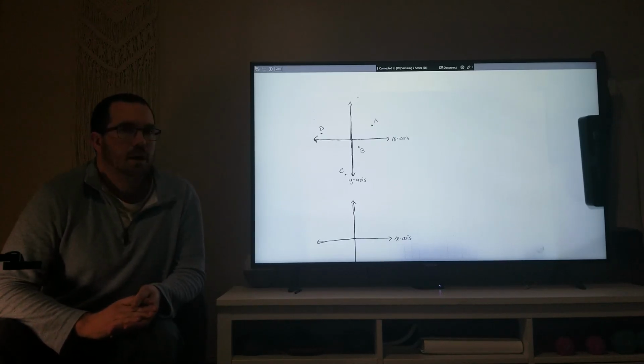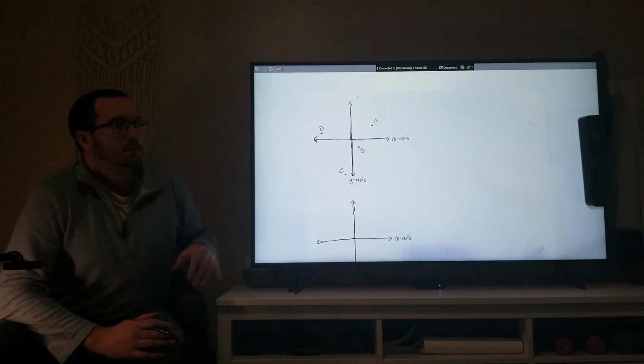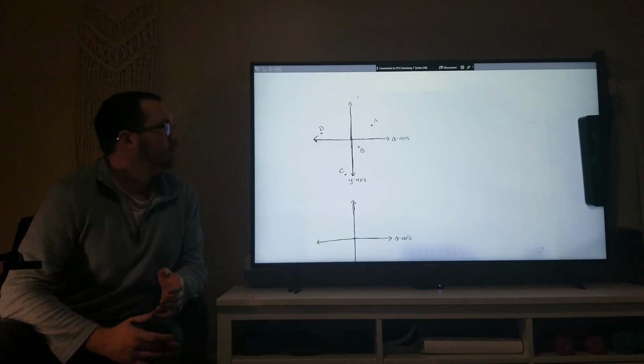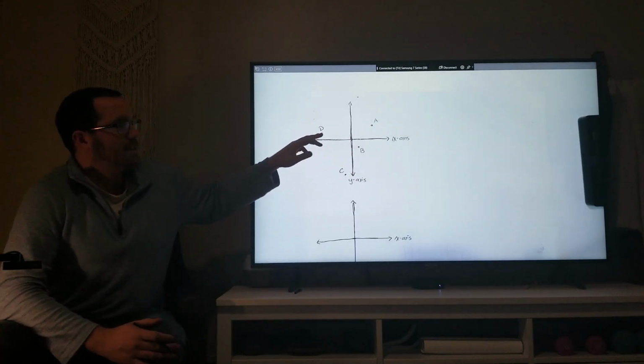So today we're going to talk about reflection, and we're going to start off with our grid system like we had before, and we have 4 different points that are on it. We have point A, point B, point C, and point D.